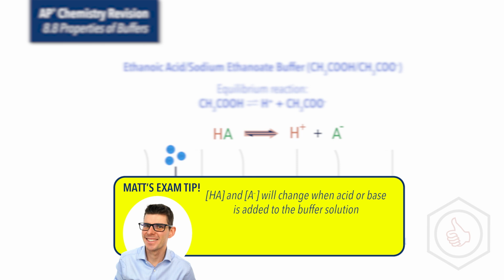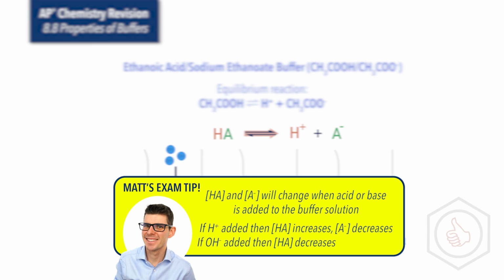Exam tip here: remember that the concentration of HA and A- will change when an acid or base is added to the buffer. When H+ ions are added to the mixture, the moles of HA will increase by the same amount as the moles of H+ ions added, and the moles of A- decrease by that same amount. When OH- ions are added, the moles of HA will decrease by the same as the moles of OH- added, and the moles of A- increase by the same amount.